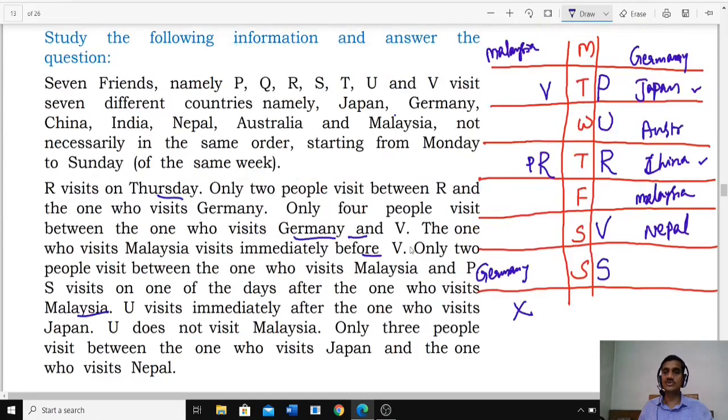Then Q does not visit on Monday. Q cannot be on Monday, hence Q must be on Friday. Then P, Q, R, S, T, U and V. Then what are the countries? Germany, Japan, Australia.